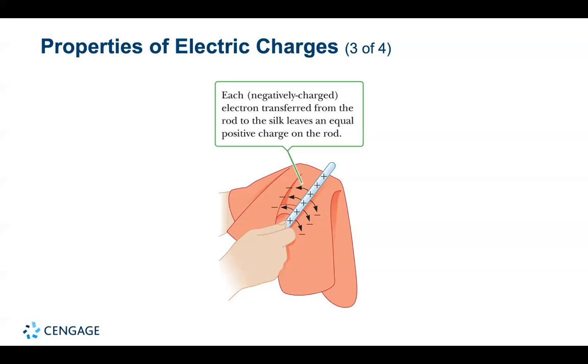When a glass rod is rubbed with silk, as in the figure, electrons are transferred from the rod to the silk. And so this means that the glass rod carries a net positive charge, the silk a net negative charge. In the same way, when rubber is rubbed with fur, electrons are transferred from the fur to the rubber.